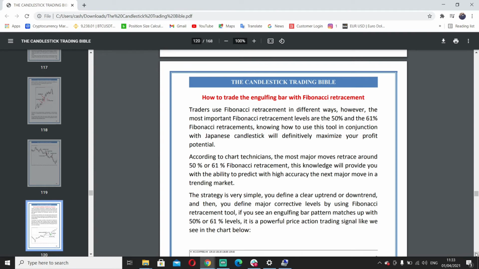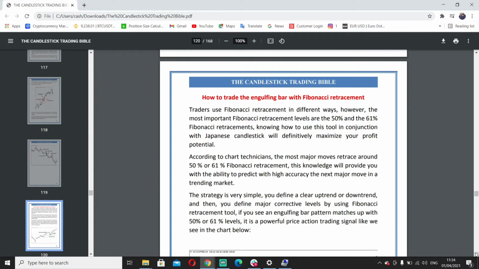So how to trade the engulfing bar with Fibonacci retracement. Traders use Fibonacci retracement in different ways. However, the most important retracement levels are the 50% and the 61% Fibonacci retracements. Knowing how to use this tool in conjunction with candlesticks will definitely maximize your profit potential.